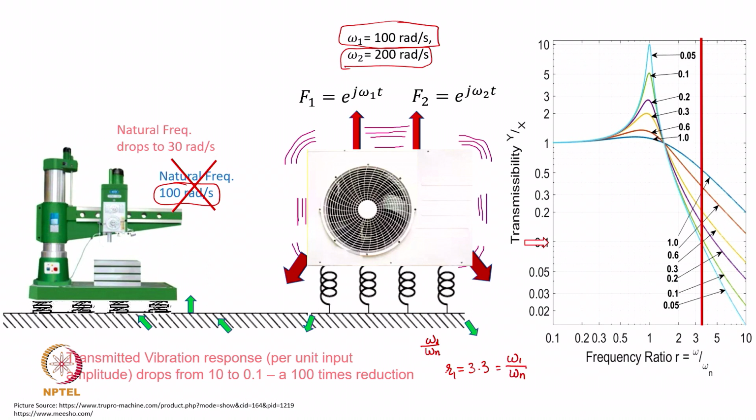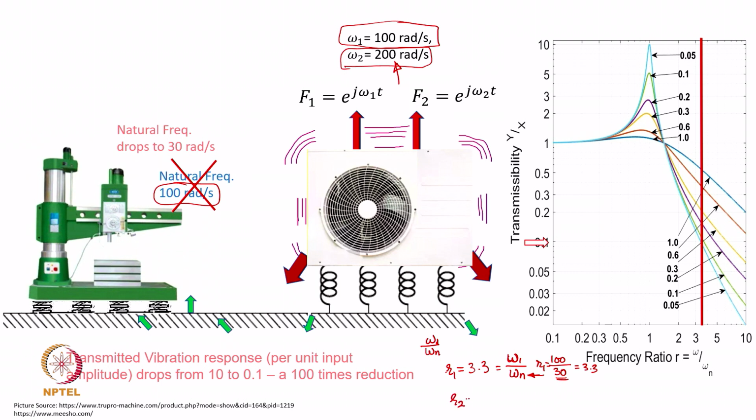What we have done is we have ensured omega n to be sufficiently small, so that the ratio omega 1 by omega n, which is 100 radians per second divided by 30 radians per second, this is your R 1, is equal to 3.3. Now, will this omega n change for this? No, that is an excitation. Omega n is a constant for this particular system.